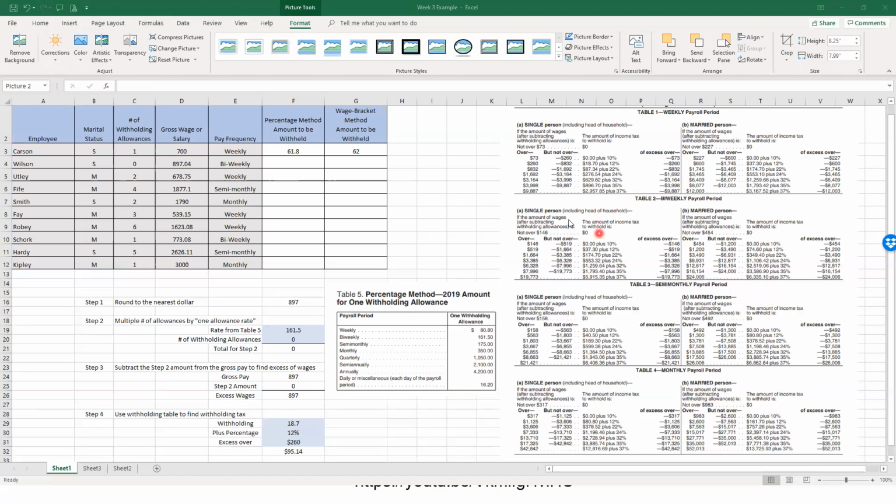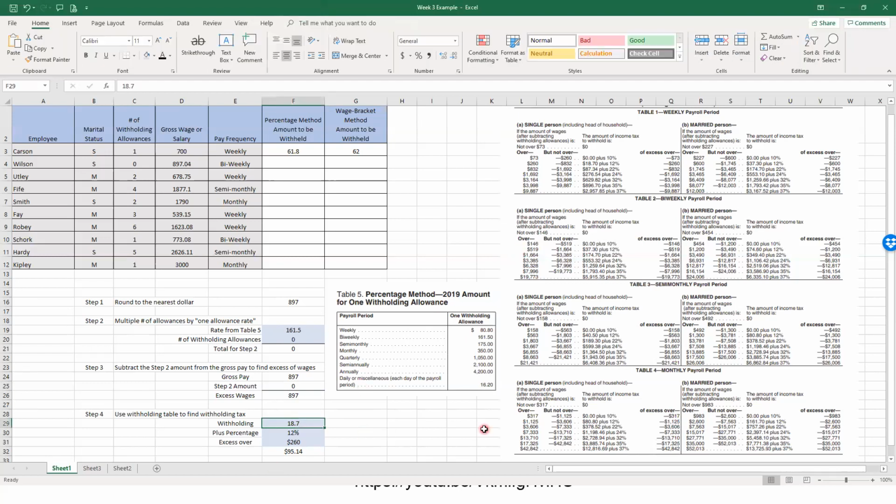His wages in this case are $897, so it's going to fall under that second line item there. For our withholding, it's $37.30 plus 12% of wages that are over $519. That's how that's going to be calculated. And you can see here $82.66 is the withholding.